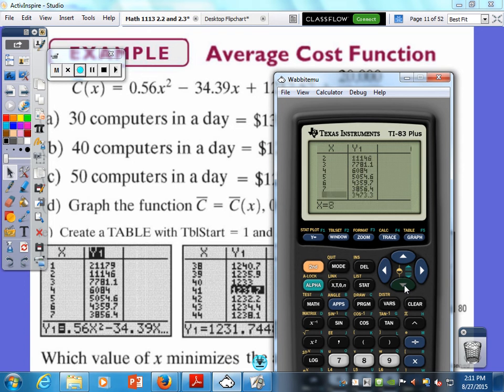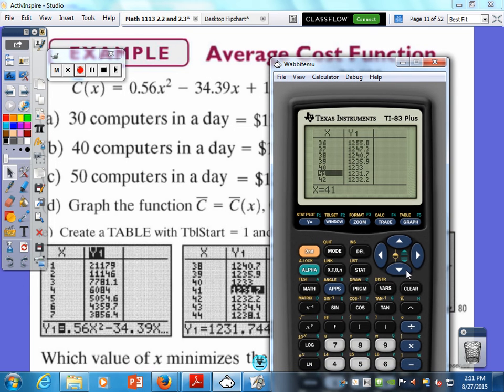But as I scroll down, I'm trying to minimize my cost. See how it goes 2,000, 1,600, 1,500, 1,400, ... 38, 39, 40, 41. 41 is my minimum number of computers. You can't produce a portion of a computer, so we'll just go with 41 as being our most optimal production number.